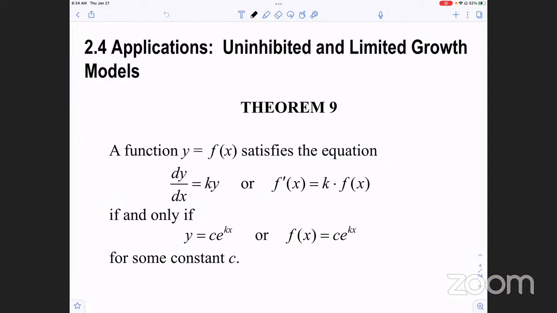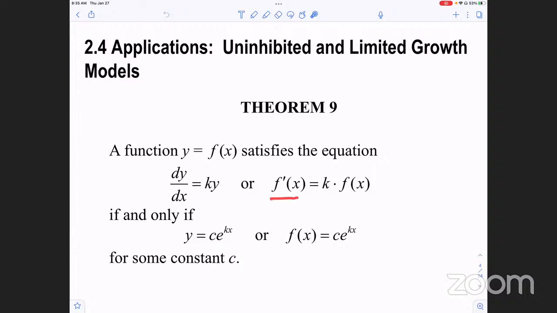With theorem number 9, a function y equals f of x satisfies the equation dy/dx equals k times y, or in other words, f prime equals some constant times the function. A function satisfies this if and only if it takes on this form, right? This is like the exponential growth model, for some constant c. Okay.